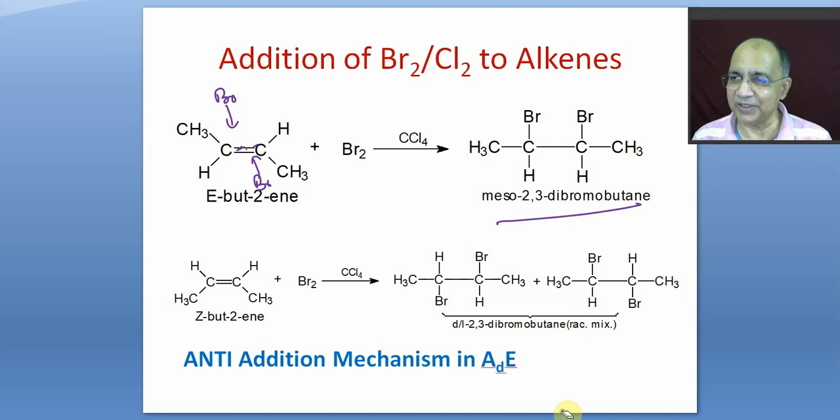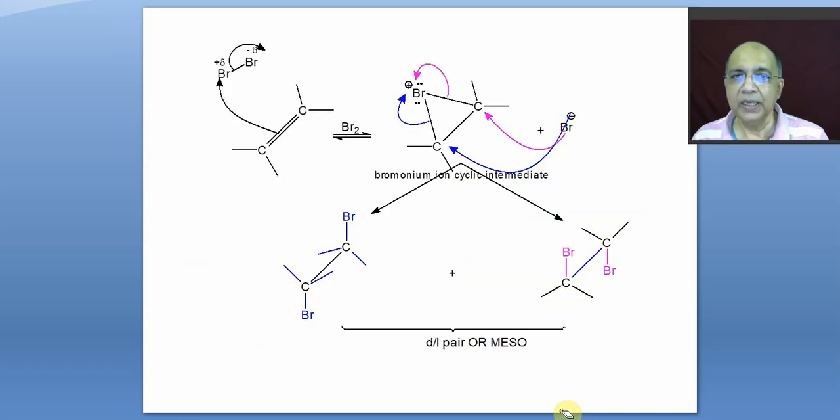And the addition mechanism is anti. Just like in elimination, the two leaving groups were anti. In addition, the two groups added to the double bond should approach anti with respect to each other. Now the mechanism, let us not bother much about how it happens. It happens by a three-membered cyclic bromonium-ion intermediate.